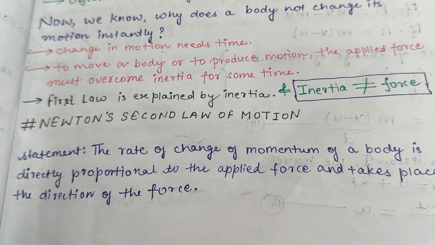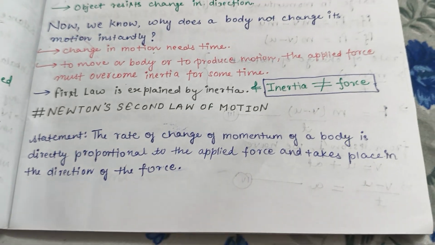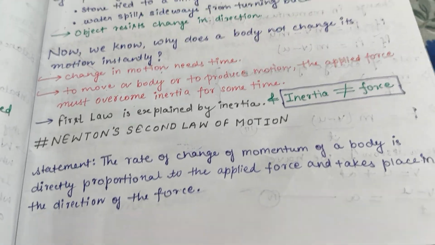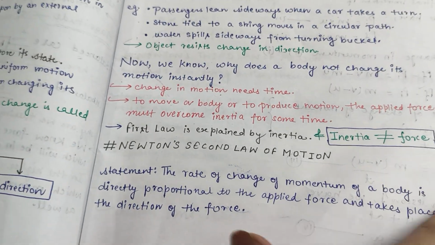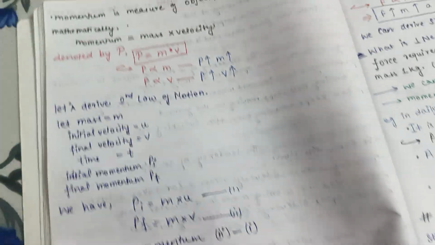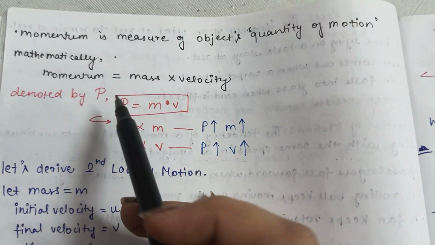Now let's move to the second law of motion, Newton's second law of motion. The statement is: the rate of change of momentum of a body is directly proportional to the applied force and takes place in the direction of force. This is one of the most important laws of motion in the world of physics.